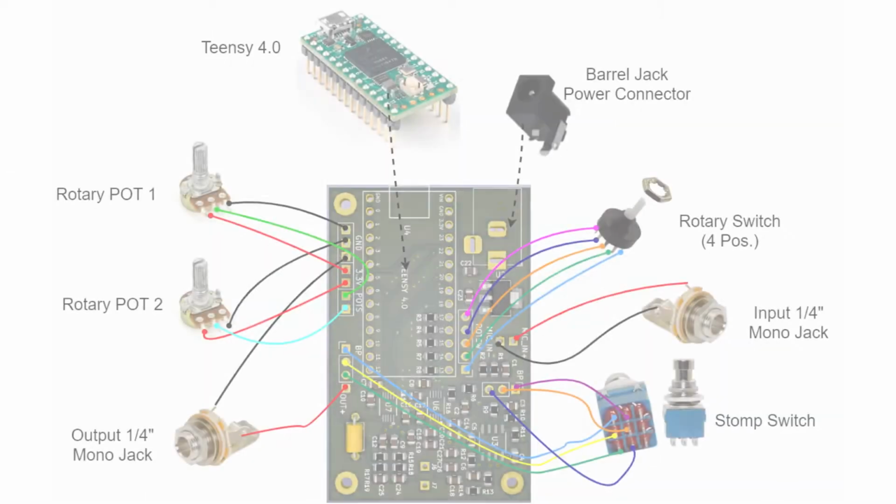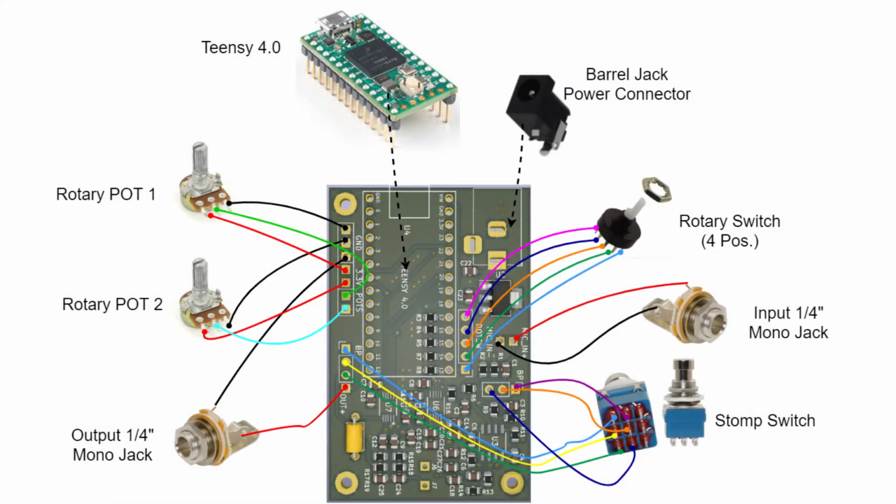The PCB also interfaces the user controls such as a stomp button to switch between bypass and effects mode, a rotary switch to select between four effects, and a potentiometer or two to control the intensity of the effects.